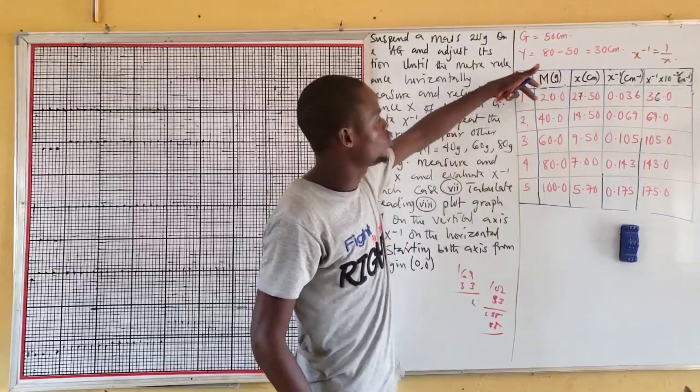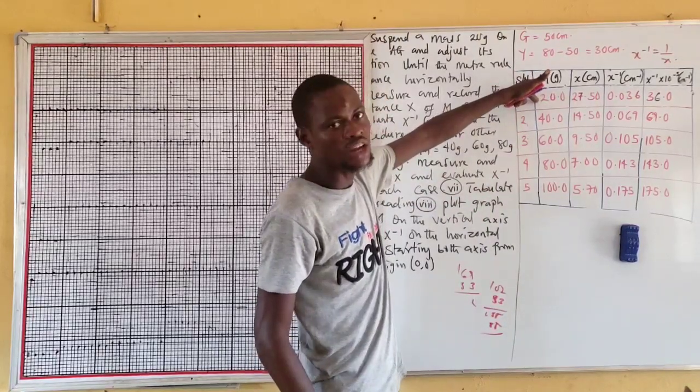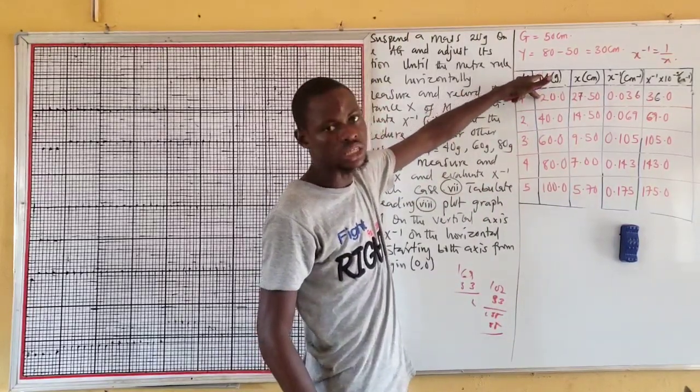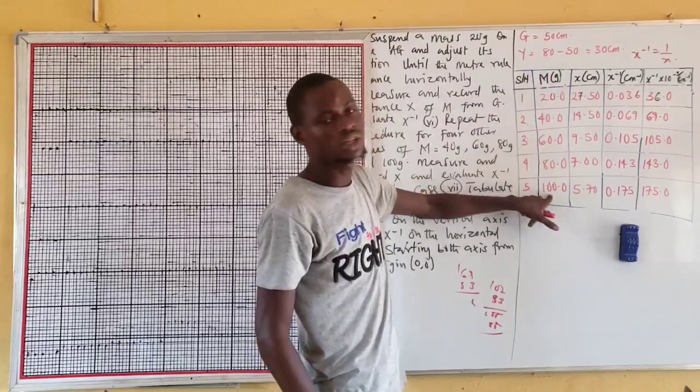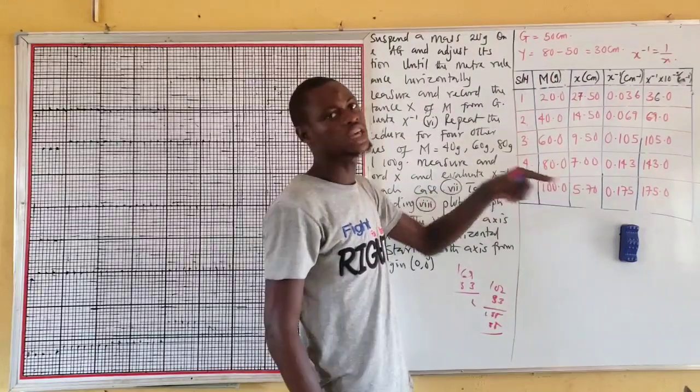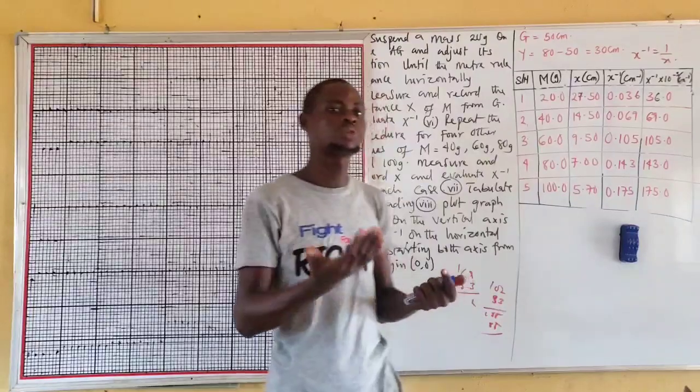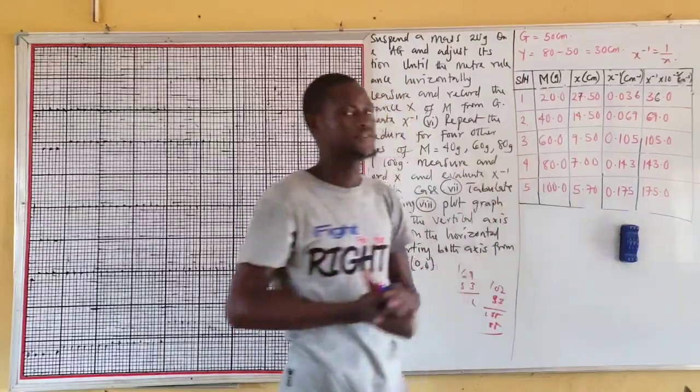Now, I'm going to check which of them is the lowest value. The lowest value I'm getting here is 20. The highest value I'm getting here is 100. So if you want to choose a scale, your scale should be in the range of that value.